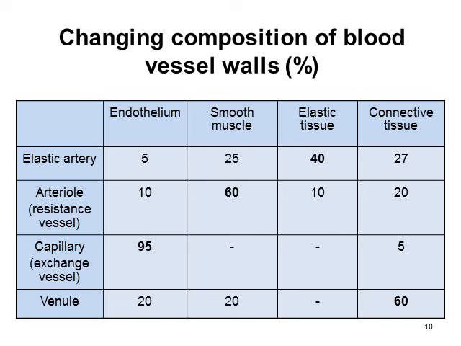Finally, the venules, and this applies to the veins as well. Again, there's no elastic tissue, approximately 20% endothelium, 20% smooth muscle, but 60% connective tissue. So the veins and the venules are not capable of vasoconstriction or dilation. They do not stretch, however, they are involved in carrying the blood back to the heart.